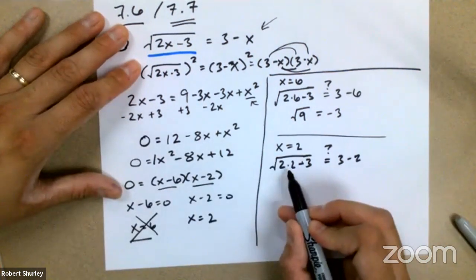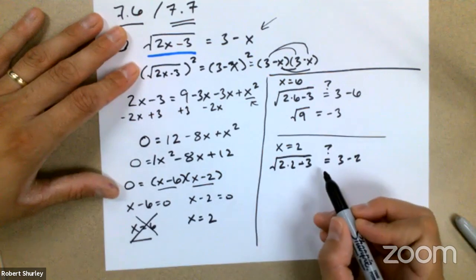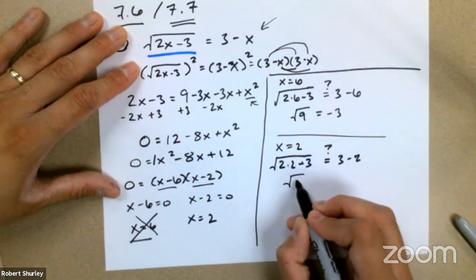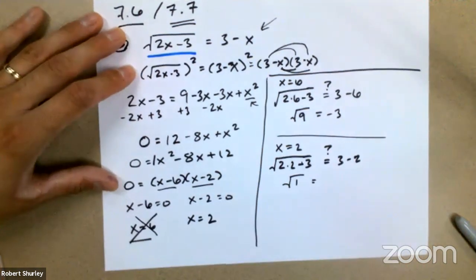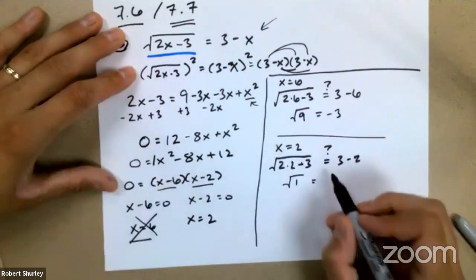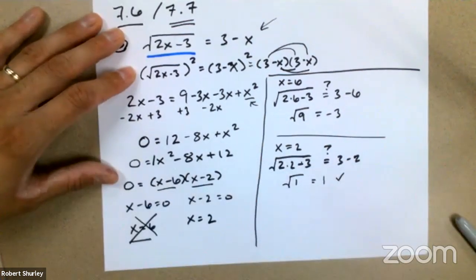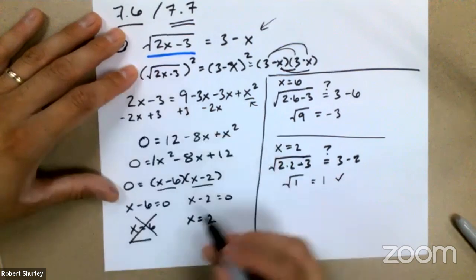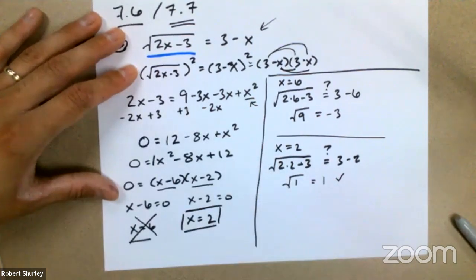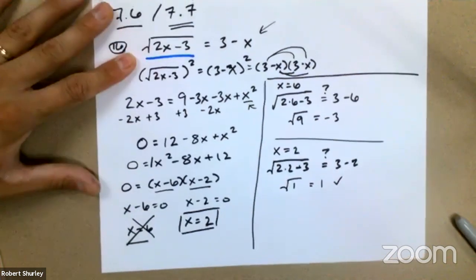Well, 2 times 2 is 4. Minus 3 is 1. So we get the square root of 1 on the left, and we get 3 minus 2 on the right. Yeah, that's 1. This works out, right? The square root of 1 does equal 1. So therefore, that is our only solution, okay?